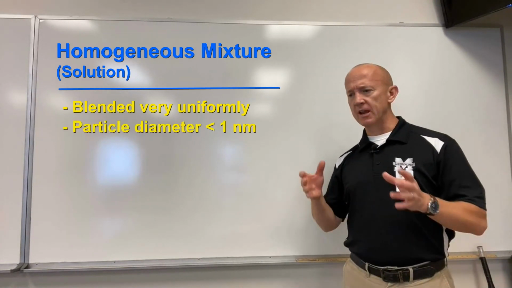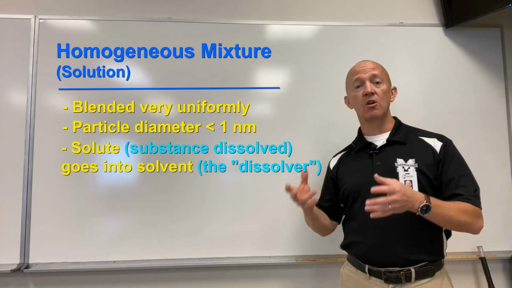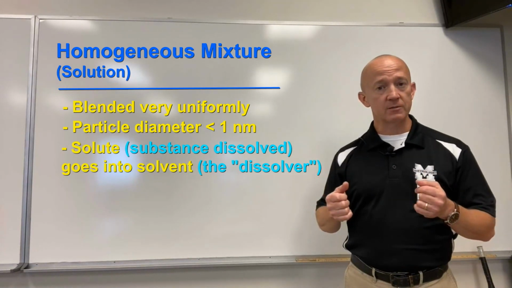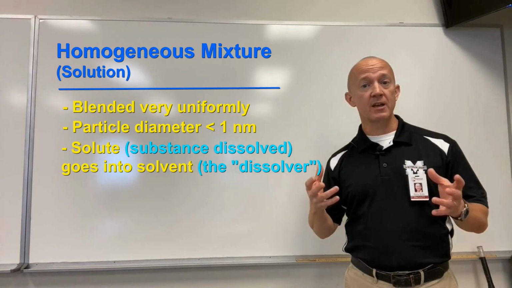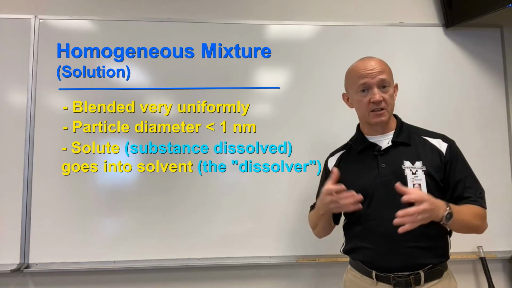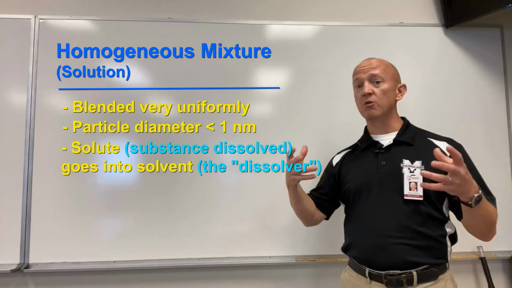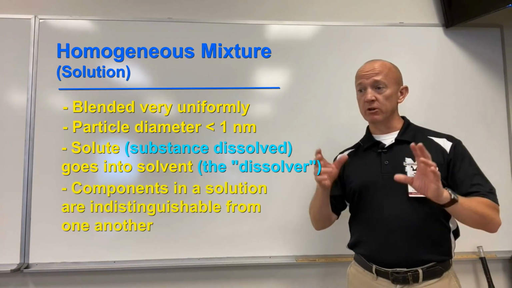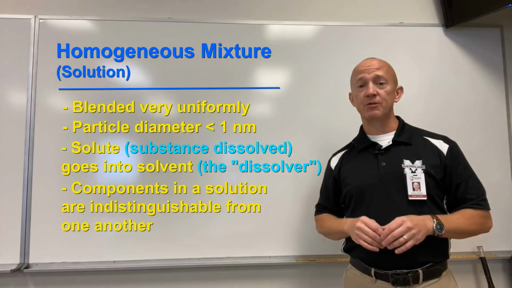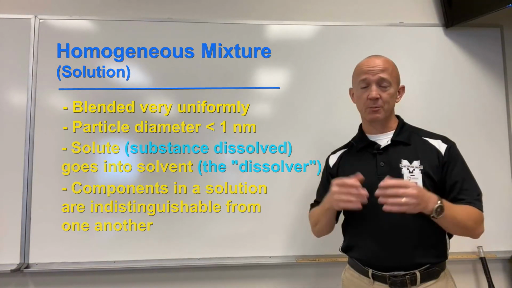You might recall that in a solution we have the solute and the solvent. The solute is the substance that's dissolved. The solvent is the substance that does the dissolving. Generally, there's more solvent than solute in a solution. And again, as we said before, when you look at a solution, you can't tell the difference between the solute and the solvent once they're put together.